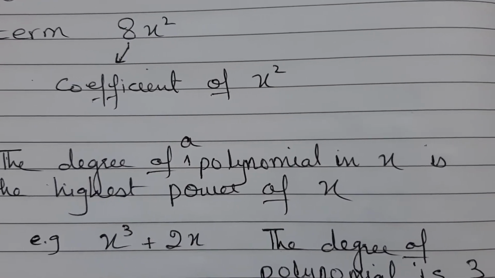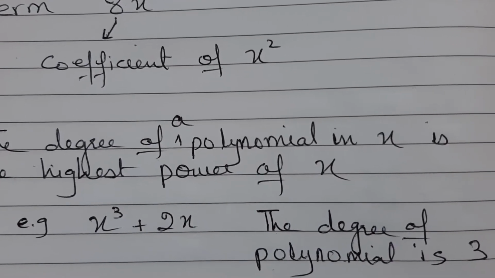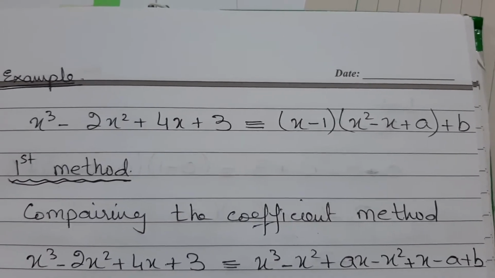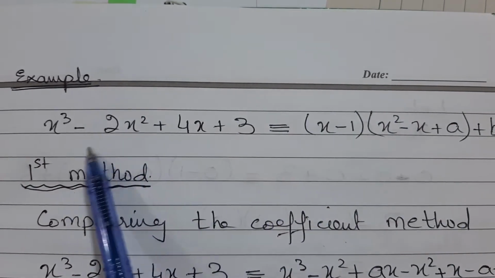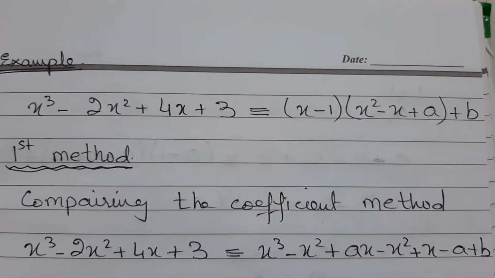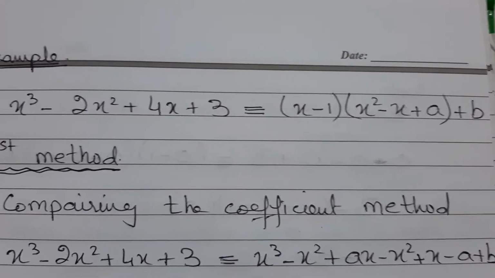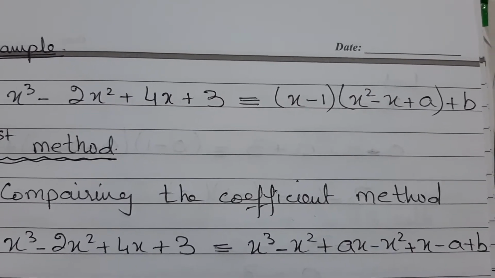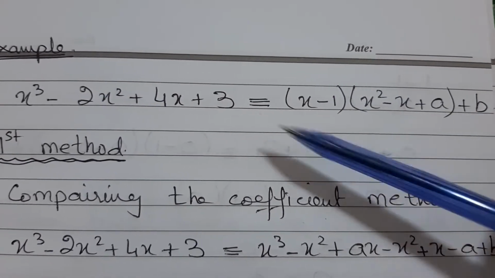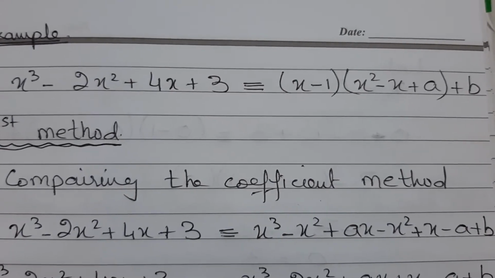So let's start with first question or example on polynomial identity. First example I have picked up from exercise only from the textbook. It is given this thing and you have to find out the value of a and b. Now there are 2 methods to do so. I have explained both methods here. First method is comparing the coefficient, in which you expand this and then compare the coefficient with this side. And in second method you substitute the values of x.